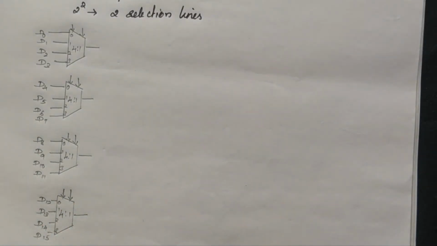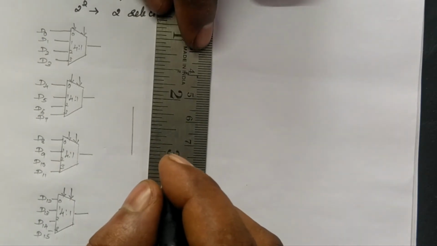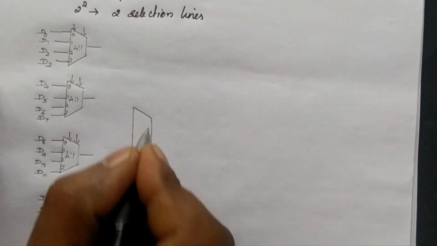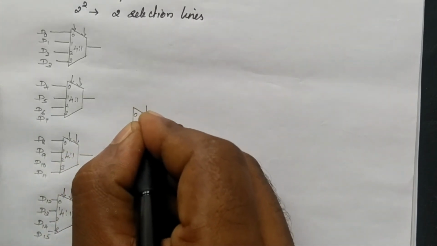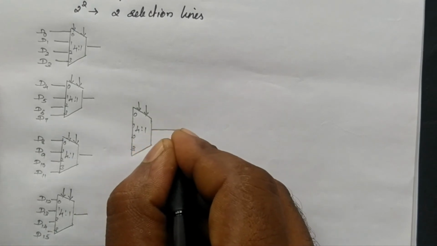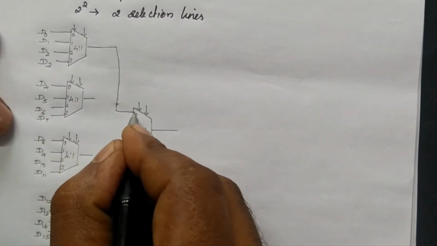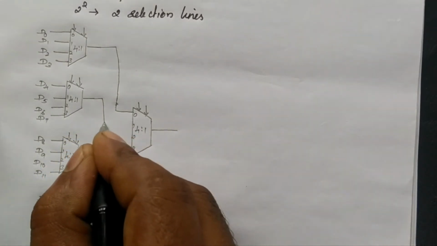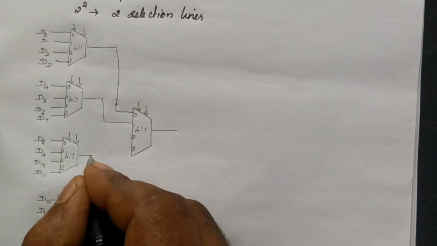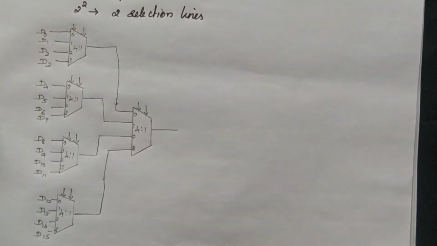To combine these, we need to use a 4:1 multiplexer. Here the inputs are 0, 1, 2, 3. For this 4:1, we need to have 2 selection lines and we will have 1 output. Therefore, the output of the first 4:1 will be connected to the 0th input, the output of the next 4:1 multiplexer is connected to pin 1 of the next level 4:1. The next will be connected to pin number 2. Then the last one will be connected to pin number 3. And here we will have the output.